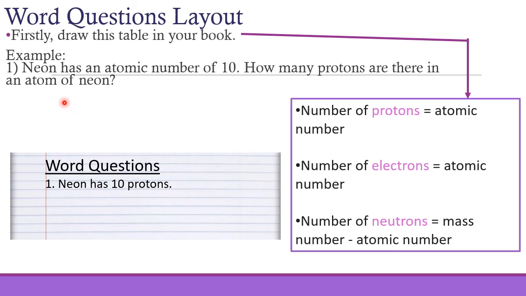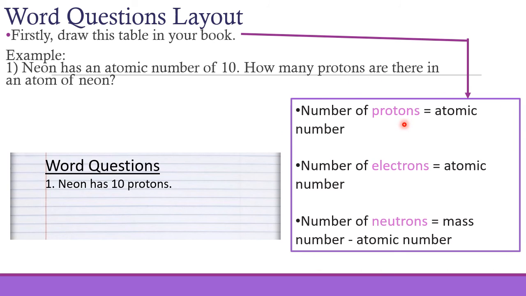Now let's have a look at number 1 as an example of a word question which is upcoming. Okay, neon has an atomic number of 10. How many protons are there in an atom of neon? Now the difference between this question and the previous question about helium, for example, or the 5 elements that you've chosen, is that we don't have the cutout from the periodic table. But don't worry, because we have this table to work it out, don't we?